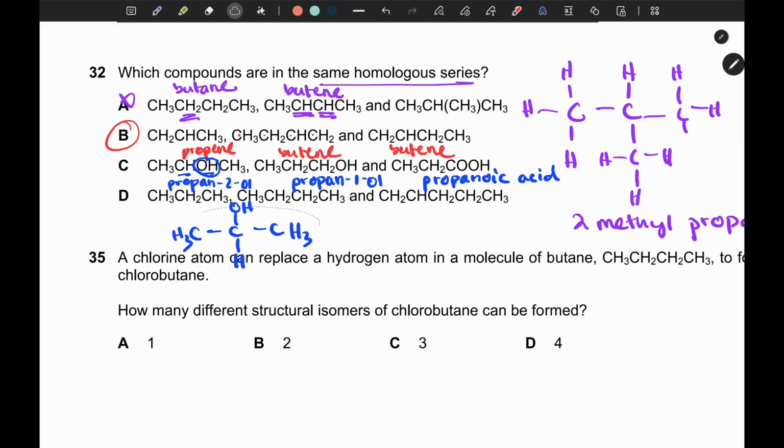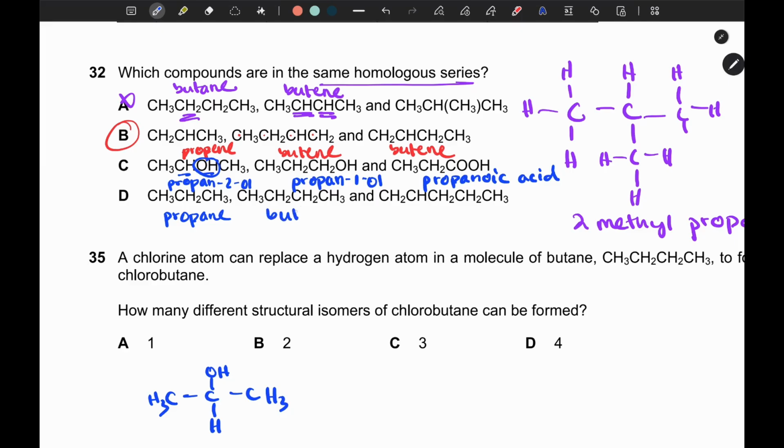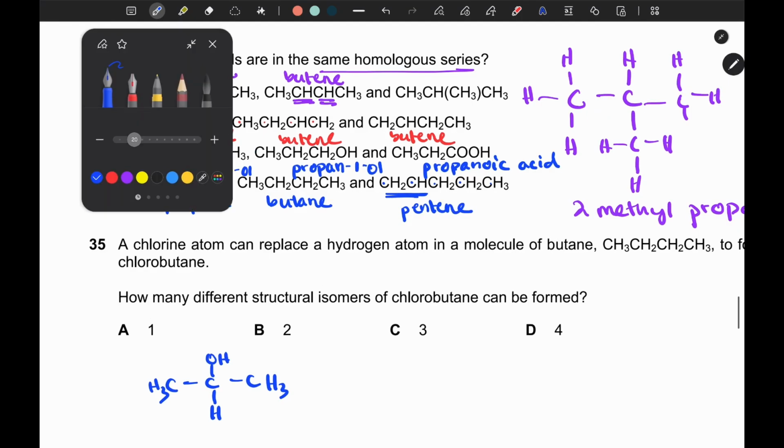So now if you look at the last option, what do we have here? CH3, CH2 and CH3, this is just propane. We have CH3, CH2, CH2 and CH3, that is butane. And then CH2CH, we have CH2 at the terminal position. That means this must be an alkene. So 1, 2, 3, 4, 5. So that means this is pentene. So in that case, B is the correct answer.